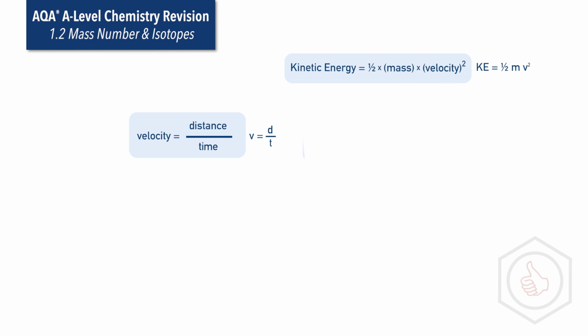Now, in a mass spectrometer, we can time how long it takes an ion to move a certain distance, meaning we can calculate its velocity. Velocity equals distance divided by time. And we want to figure out the mass of the ion.